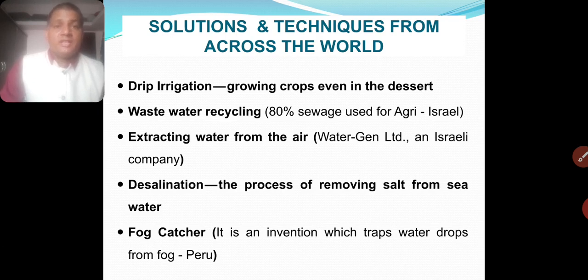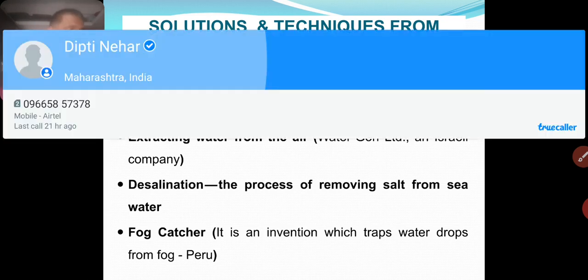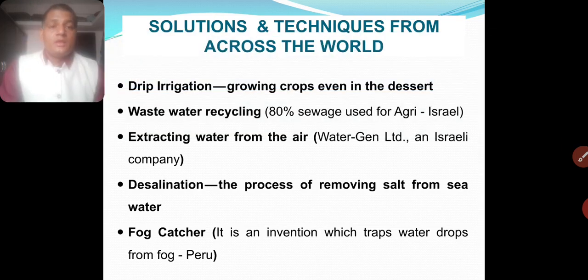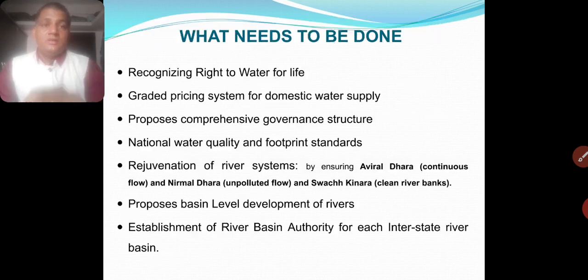Fourth, desalination. Globally, 97% of water is in the form of salt water, which you have to desalinate and then use. And the fifth, very important, is the fog catcher. You have to catch the fog and convert it into water. That is Peru. It is an innovation which traps water drops from the fog. So these are very important techniques. You have to apply them and you can recover the water.